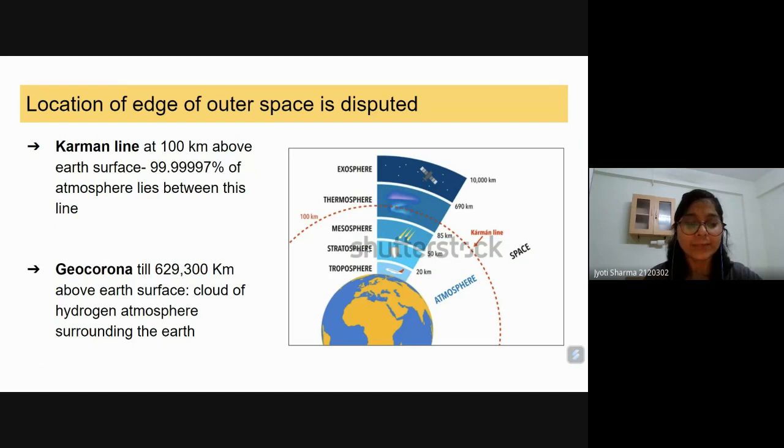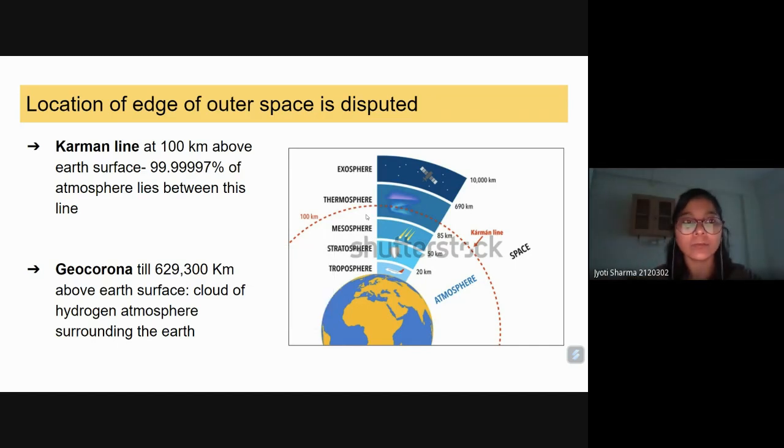Okay, so there has been some confusion about where the atmosphere ends. Two theories have come up, and in one theory there is the Karman line. This word Karman has been taken from a scientist's name. This Karman line is at 100 kilometers above Earth's surface, and because 99.9997% of the atmosphere lies below this line, we can say that most of the atmosphere lies within this, so this can be the end of the atmosphere. So this is one location where we can say that above it there is no atmosphere.